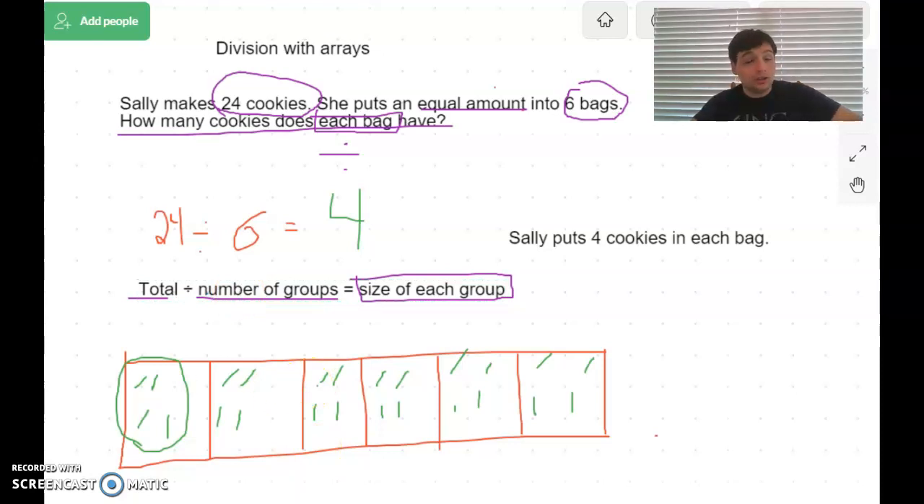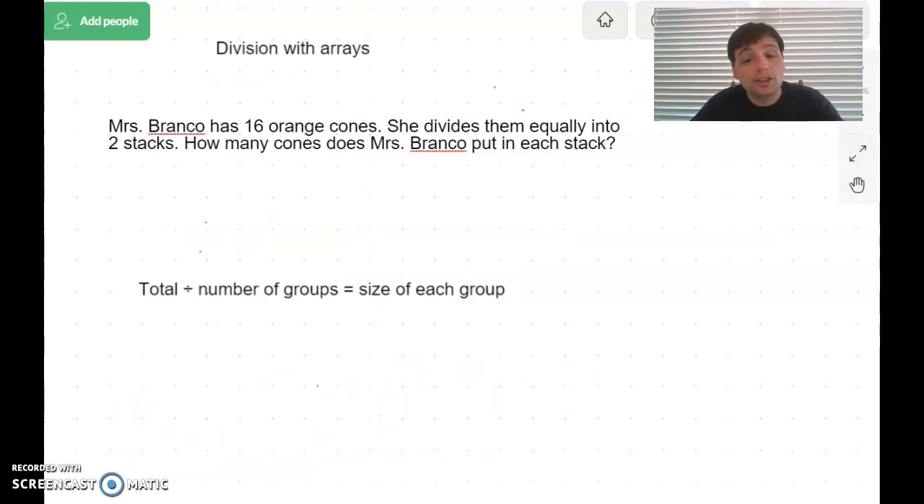Let's give you one to try on your own. So here's the problem I have for you all now. Mrs. Branco has 16 orange cones. She divides them equally into 2 stacks. How many cones does Mrs. Branco put in each stack? Remember, we're going to find the total, the number of groups, and the size of each group. Go ahead and work on that now.